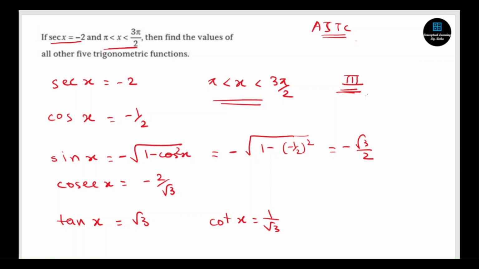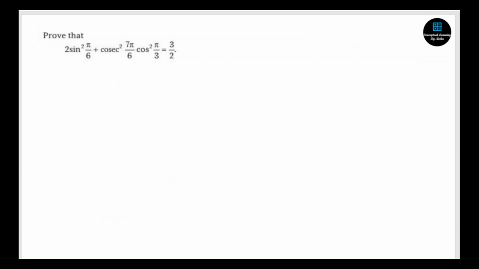So how have we decided the sign? Based on this quadrant. So this is given over here. Alright, perfect. Now see, very interesting question again. So here we have to prove this. So I'll take LHS equals 2 sine square pi by 6 plus cosec square 7 pi by 6 into cos square pi by 3.